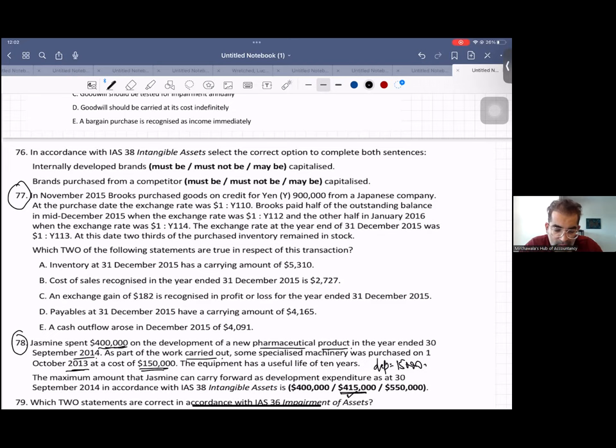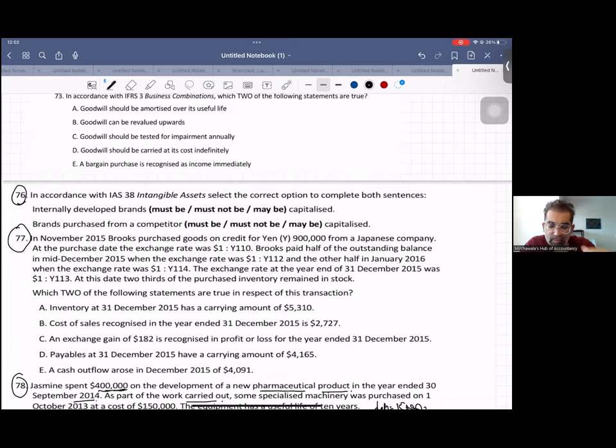Now, can you tell me what is the answer of 76? Let's see. Can anybody tell me? Easy, 76 is easy. Listen, internally generated brands are like internally generated goodwill, and they are not allowed to be capitalized according to IAS 38. Brands purchased from a competitor must be capitalized. Purchased brands and purchased goodwill must be. There is no option at all.